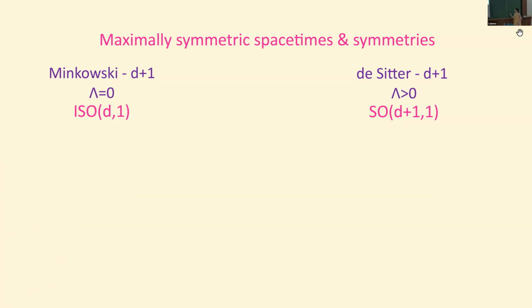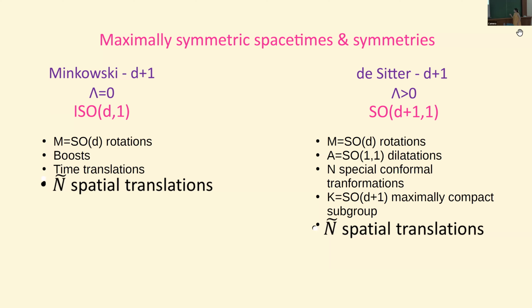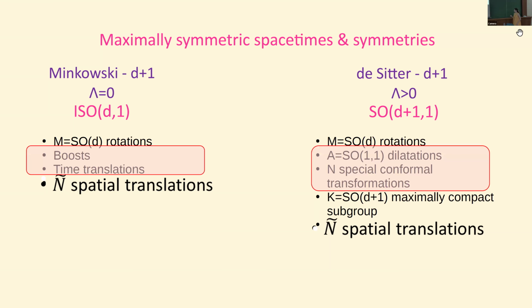So let's compare de Sitter with something we know well, the QFT textbook example with Minkowski. These are the symmetries that the two spacetimes possess, the isometries. Now let's focus on what's different on these two lists. For Minkowski, you have boosts and time translations, while for de Sitter you have dilatations and special conformal transformations.